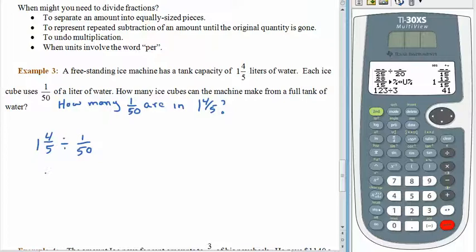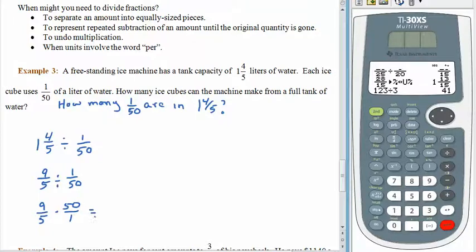All right, let's see how it all worked out for you. 5 times 1 is 5, plus 4 is 9. So as an improper fraction, 1 4/5 is really 9/5. We need to divide by 1/50th. We know that this is the same as multiplying by the reciprocal, and the reciprocal of 1/50th is 50 over 1.